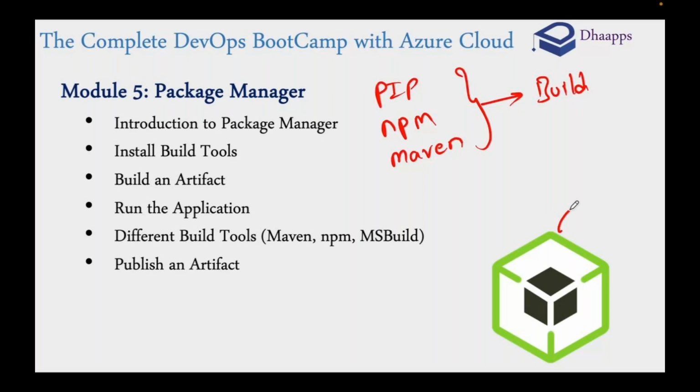So in module 5, we will understand what a package manager is and how to integrate it with our DevOps pipeline in order to make automation. And we will see how to publish an artifact, how to test it, and how to publish it.